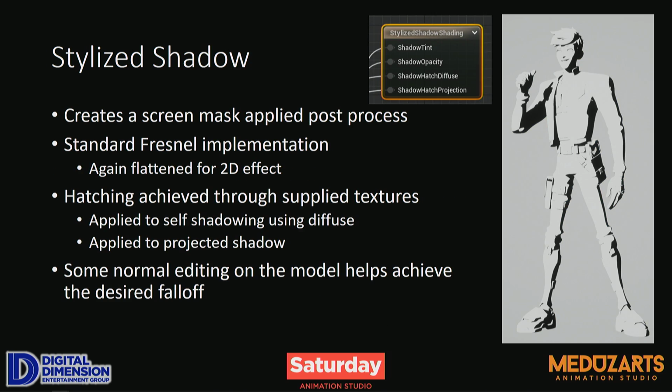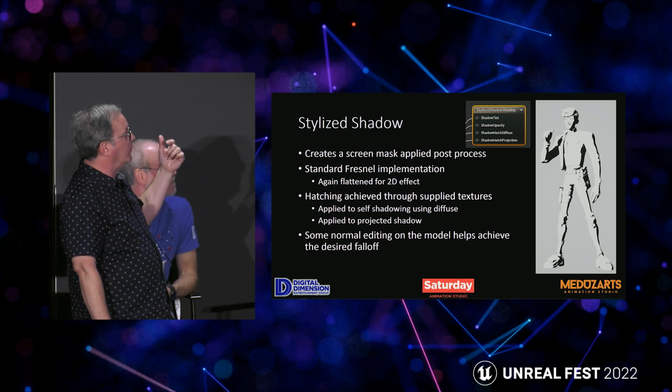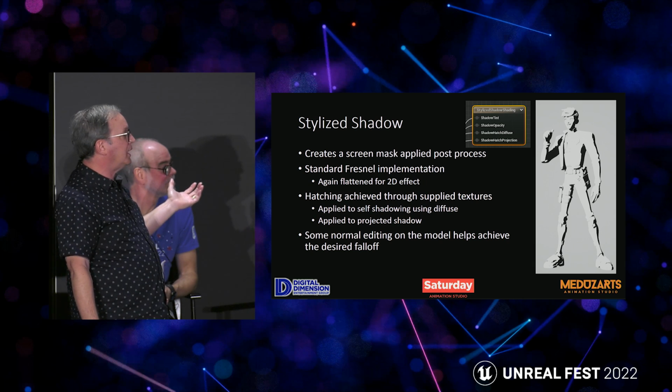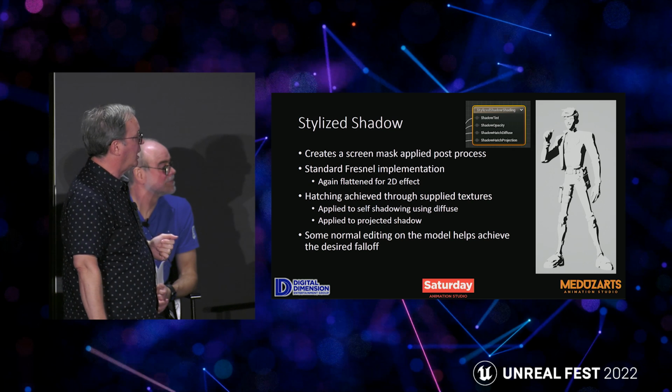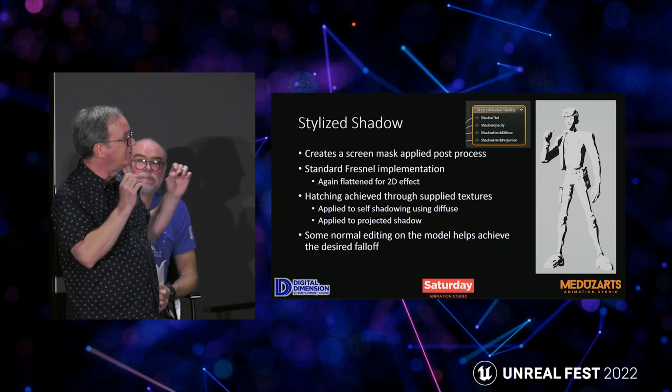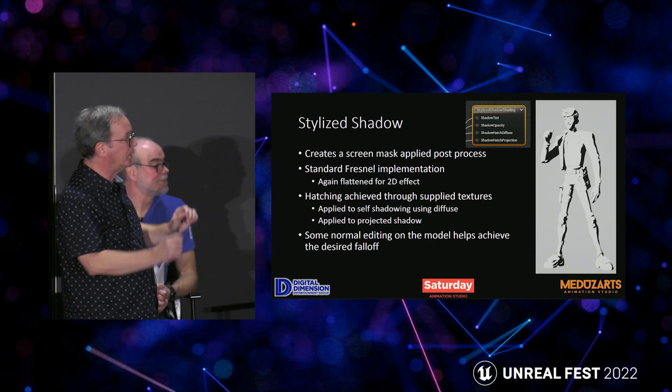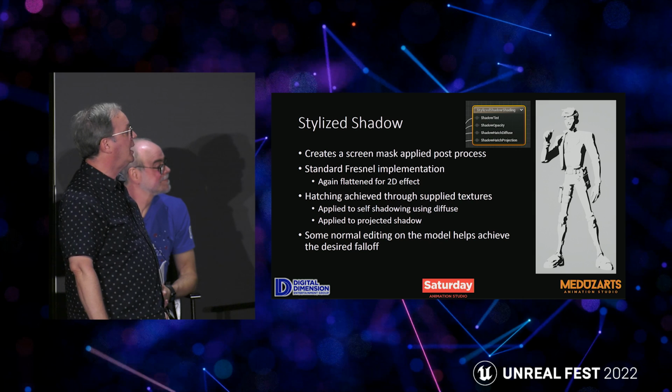The next one is the Stylized Shadow. Again, all of this is about flattening some of the light effects, so flattening the actual light falloff. It's a mask that we create, one of those scene textures that we're applying in post-process. It's a standard Fresnel implementation that we flatten for a 2D effect. It's driven with the curve editor, so that we can really customize the light falloff and get the flattening effect, but maybe softening some of the edges a bit.